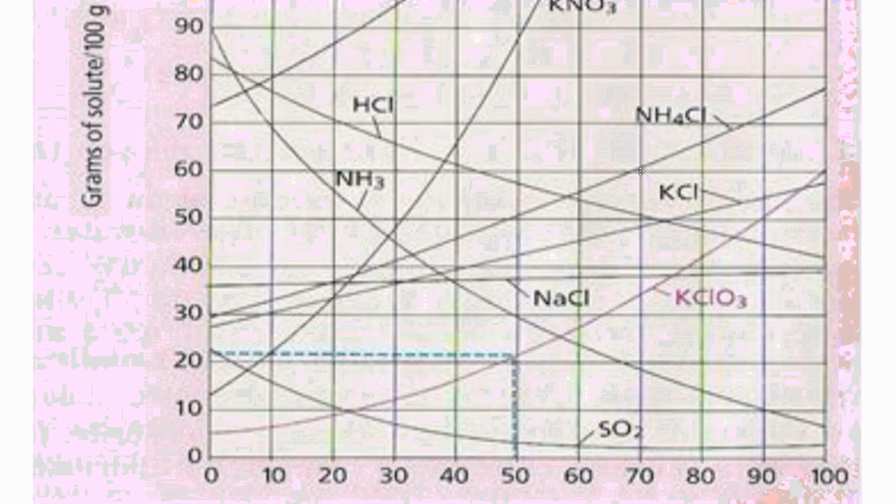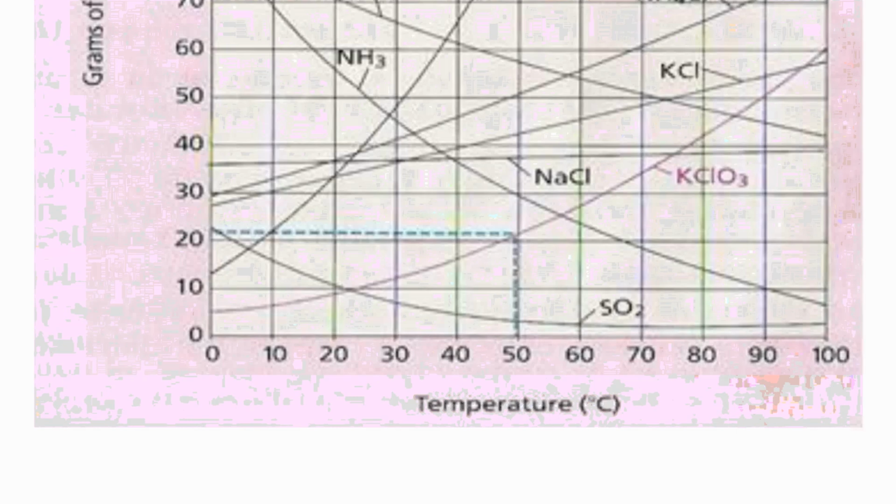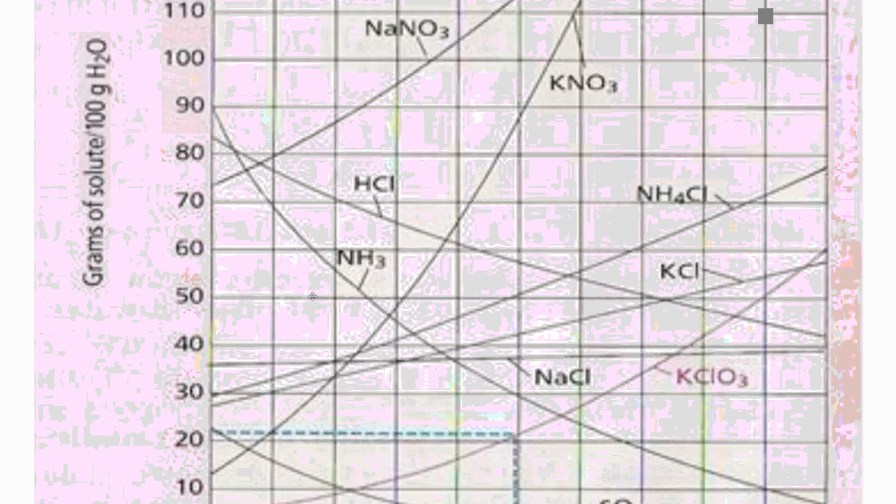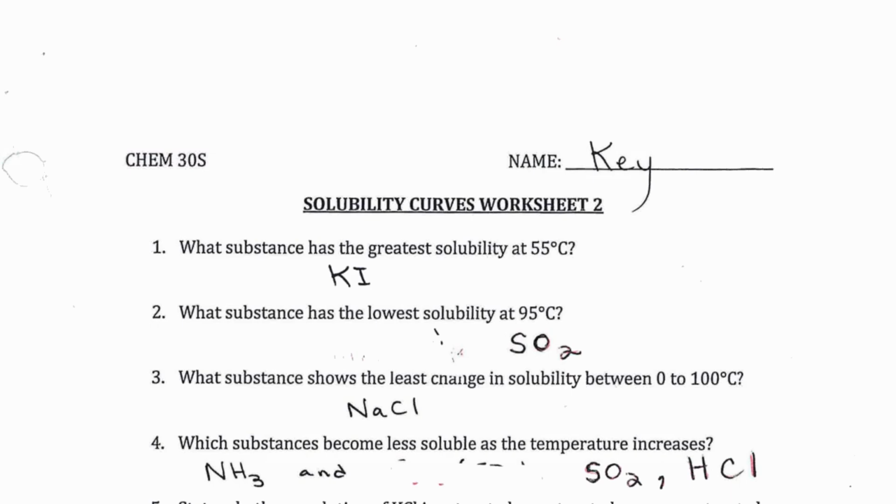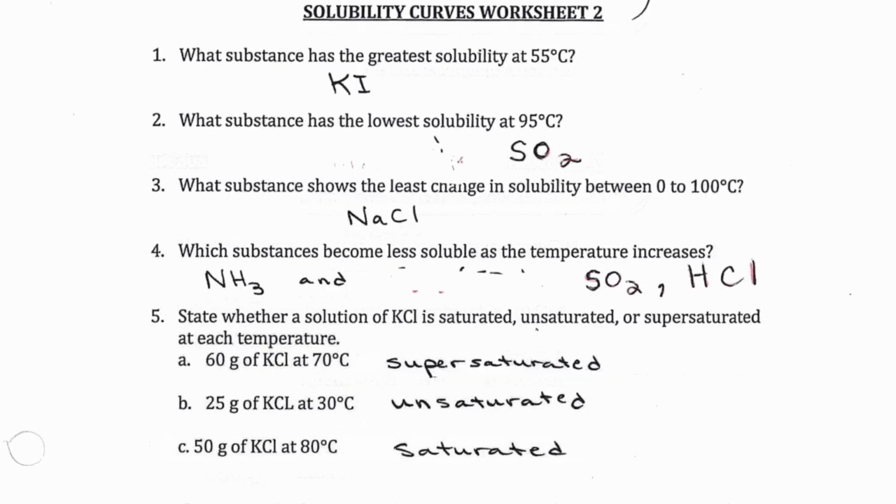Well, I'm above the curve. So that means that I have more solute than can actually dissolve at that temperature. Right? So if I'm above the curve, I have more than can possibly dissolve. So therefore, the solution would be supersaturated.